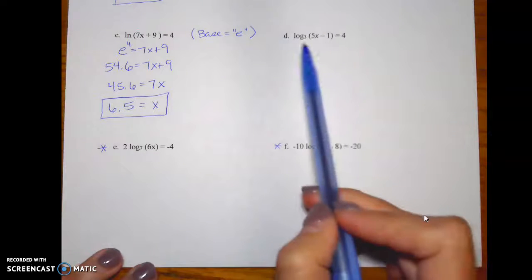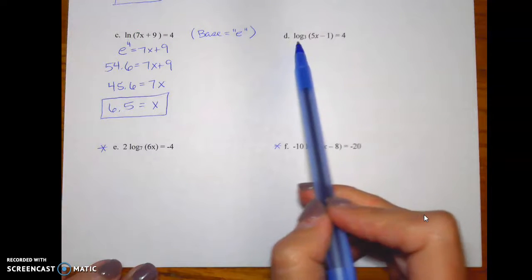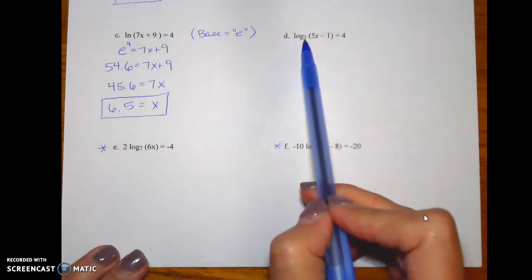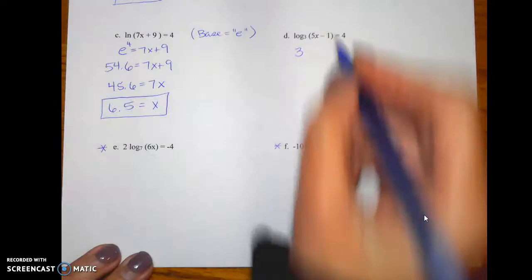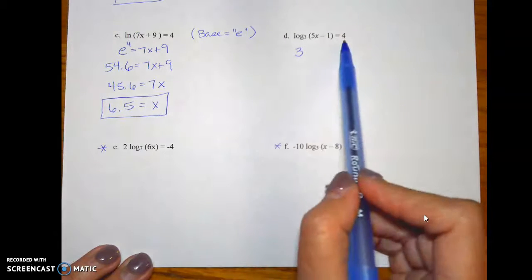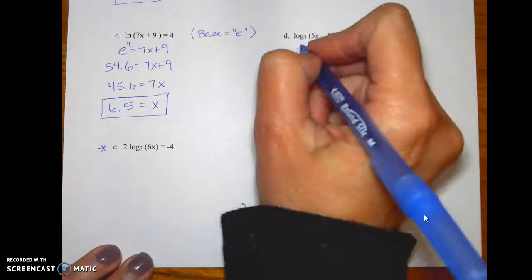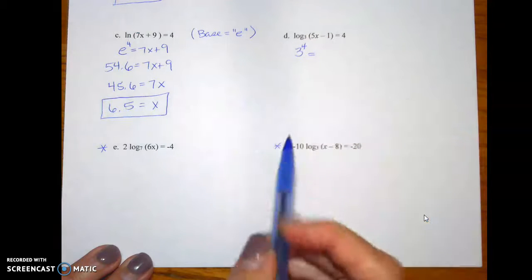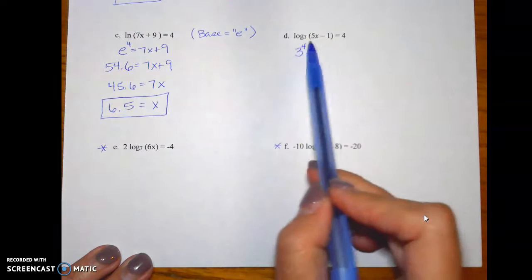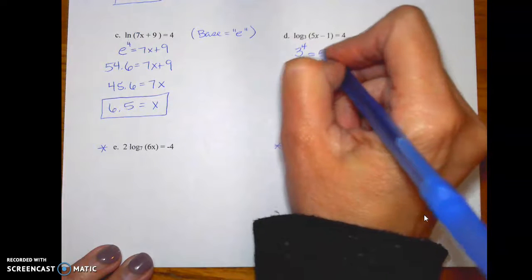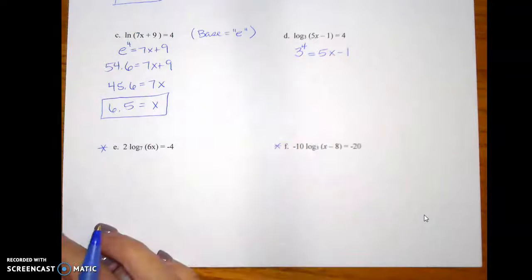Okay, next one, again, the logarithm is already by itself. We're in good shape there. Let's find our base. It's 3. What's the power that it's being raised to? It's over here on the right-hand side, so we're going to go 3 to the 4th power equals, what is it equal to? Whatever the argument of the logarithm was in the original problem. So nice and easy, that's set up for us.